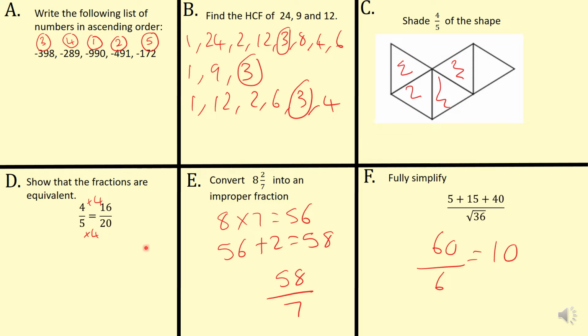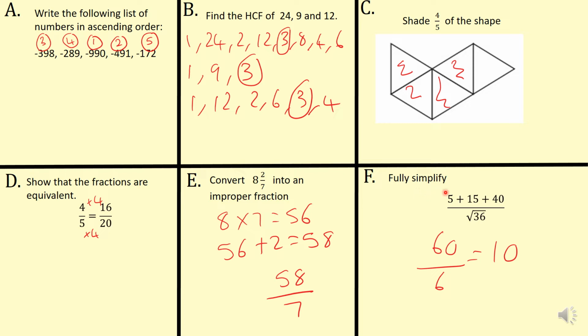Definitely you can do C and D. For E, when you're converting a mixed number to an improper fraction, you times the whole number by the denominator. So 8 times 7, which is 56, plus 2, which is 58. That 58 goes at the top and the denominator stays as it was, 7.